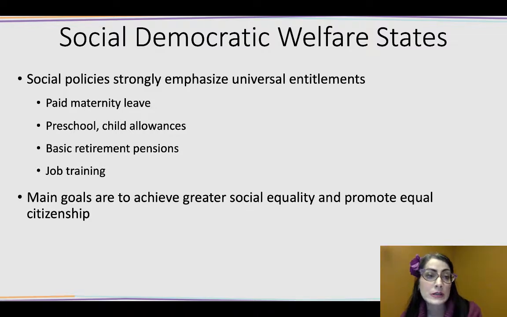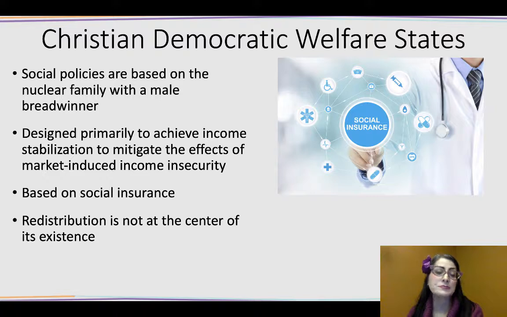Social democratic welfare states have social policies that strongly emphasize universal entitlements. They have paid maternity leave, preschool, child allowances, basic retirement pensions, and job training. Their main goals are to achieve greater social equality and to promote equal citizenship. In your lesson plan, I have a video that talks about the Nordic model, and it gives you some of the specific challenges they're facing right now with the global downturn. Please have a look at that.